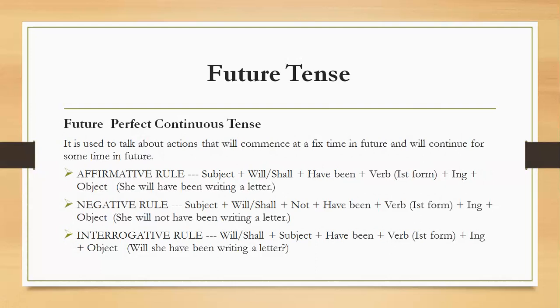As this is another type of future tense, it is also considered that it will happen sometime in the future. It is also a combination of perfect and continuous tense, and it is believed that the person will have been exercising. That means the action will have been continuing for some moment till another moment. Other examples we have here: she will have been writing a letter. She will not have been writing a letter. Will she have been writing a letter? These are the examples of future perfect continuous tense.